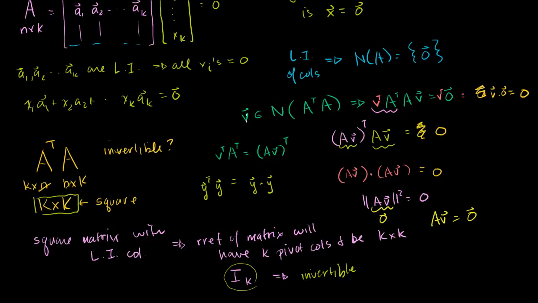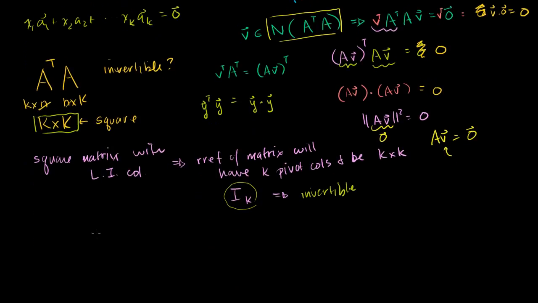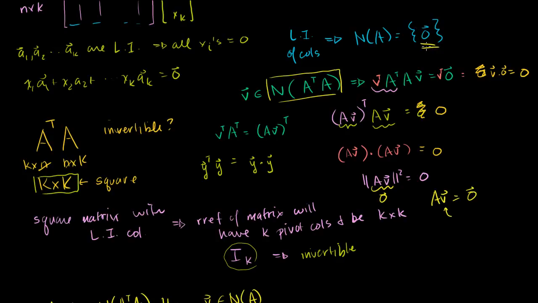Now, we started off with saying V is a member of the null space of A transpose A. V could be any member of the null space of A transpose A. But then from that assumption, it turns out that V also has to be a member of the null space of A, that AV is equal to 0. So let's write that down. If V is a member of the null space of A transpose A, then V is a member of the null space of A. Now, our null space of A, because A's columns are linearly independent, only contains one vector. It only contains the 0 vector.